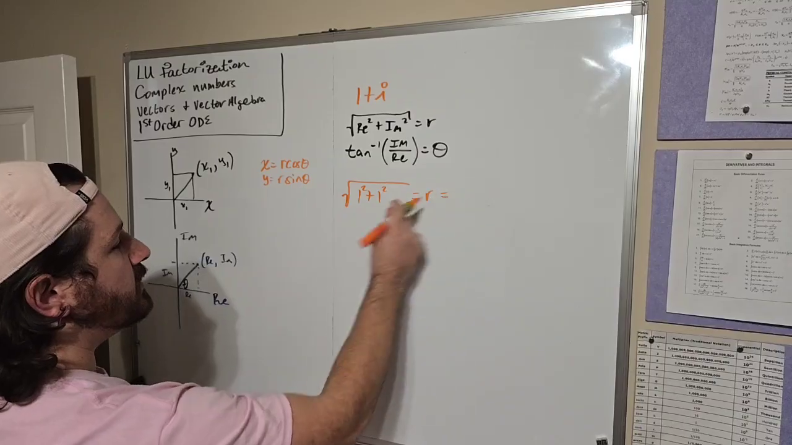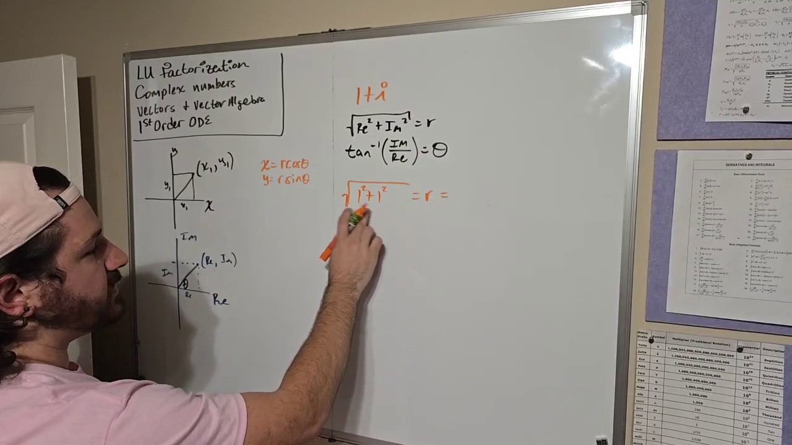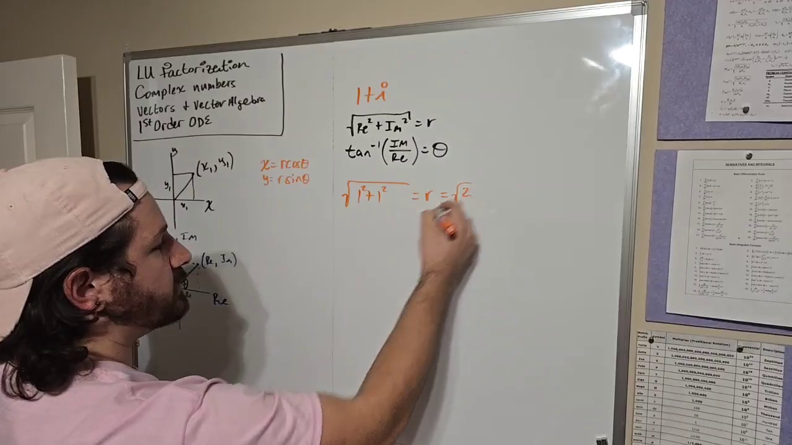This will equal r. So 1 squared is 1, plus 1 squared is 1, so that's 2. So we should have the square root of 2. Nothing super special there.